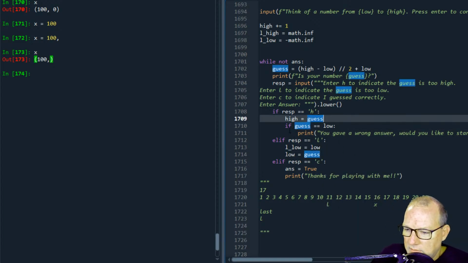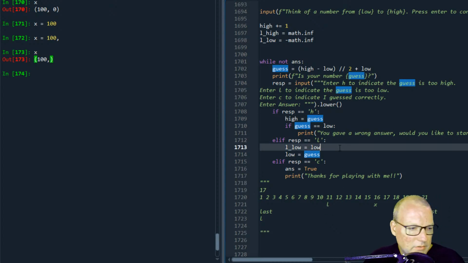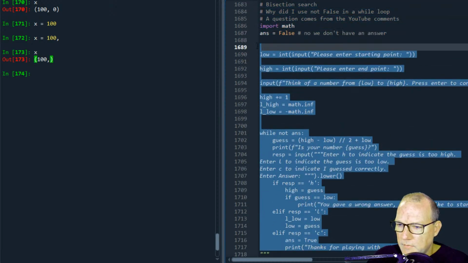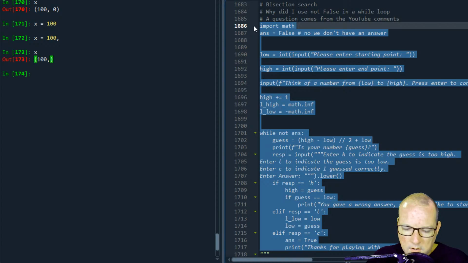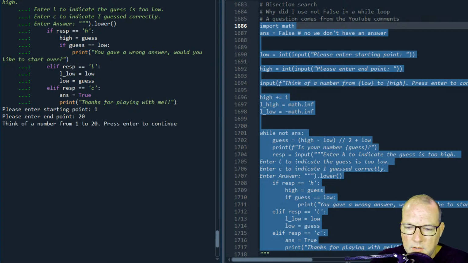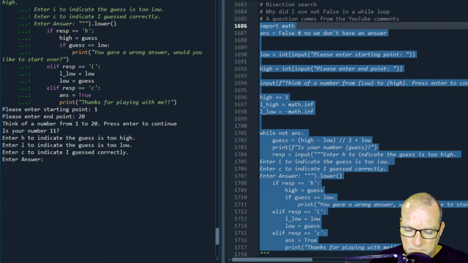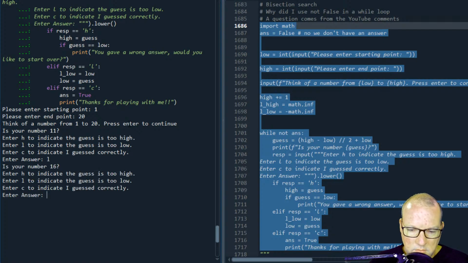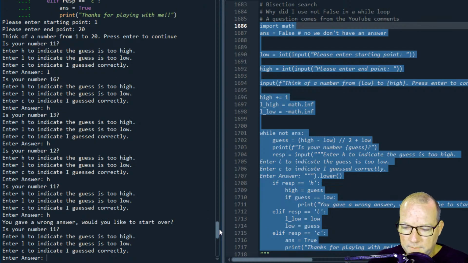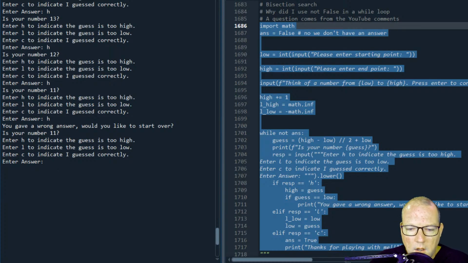All right, let's think about this. If you get high, if you get H, and then the guess equals low, which would happen. So we don't even really need here yet. So let's see what happens. F9. Okay. We got 120. Continue. Too low. Too high. Too high. Too high. Too high. Okay. All right. You gave a wrong answer. Would you like to start over?